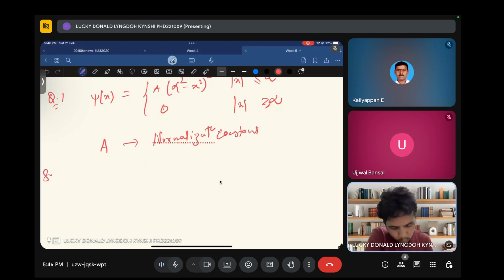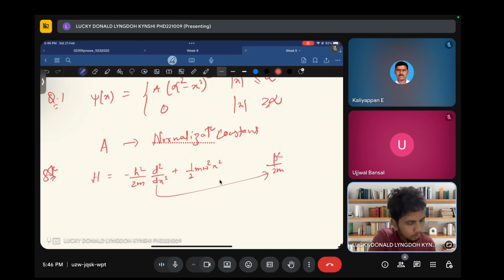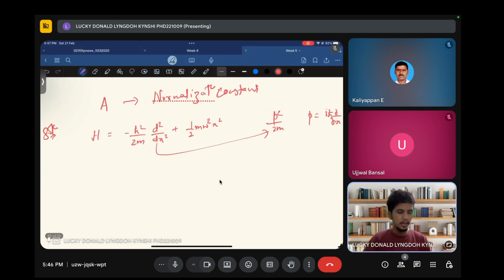So we will follow the rules that we have just listed. First of all, you write out the Hamiltonian. The Hamiltonian is equal to minus h cross square by 2m, d square by dx square, plus the potential, half m omega square x square. How do we get this? This term is actually p square by 2m, but p is equal to minus i h cross del by del x, so i square is equal to minus 1.